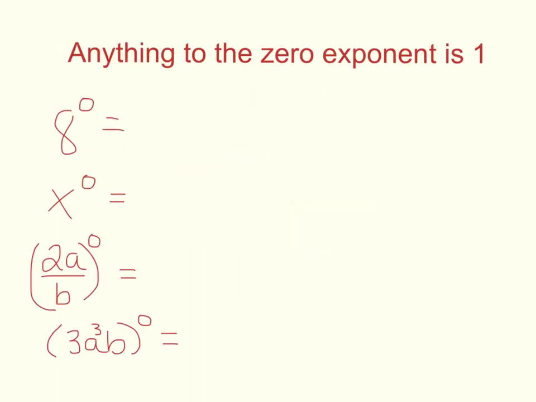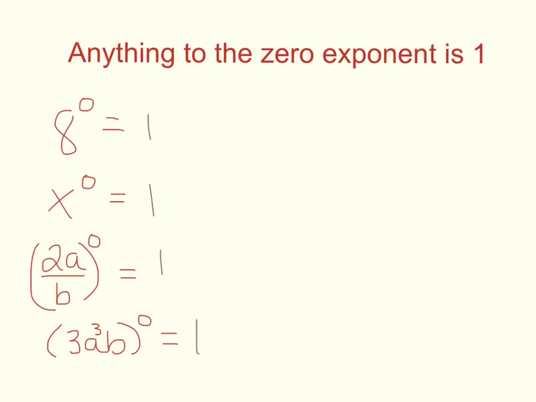Okay, so now we're going to look at a zero exponent. This is something that you've never seen before. So 8 to the zero exponent is just going to be 1. So 8 to the 0 power is going to be 1. Okay? X to the 0 power is going to be 1. 2a over b, all raised to the 0 power, is going to be 1. And 3a cubed times b, all raised to the 0 power, is also going to be 1. So anything that has an exponent of 0, okay, is going to be 1.